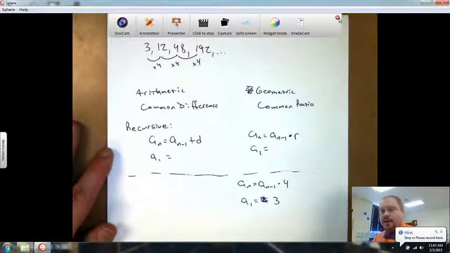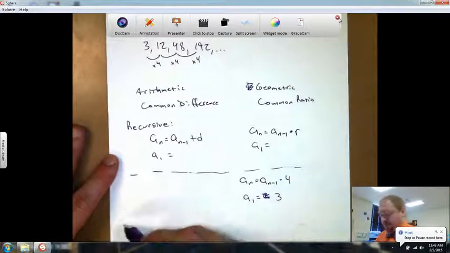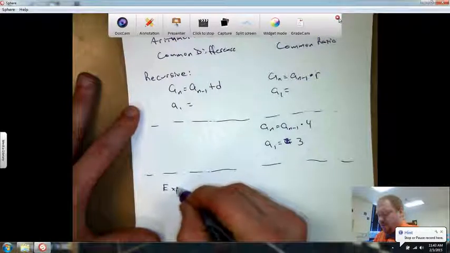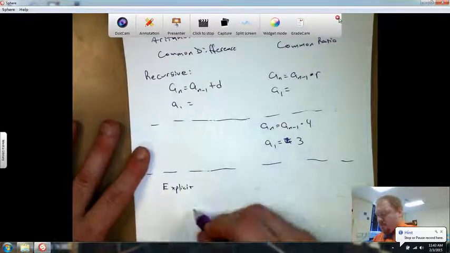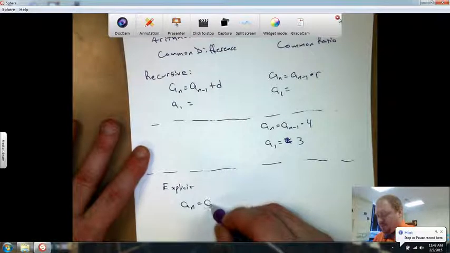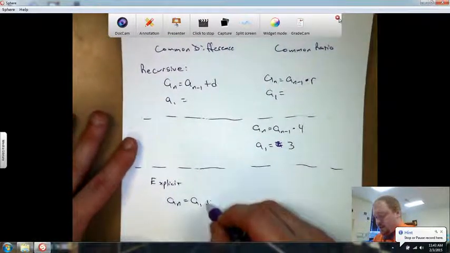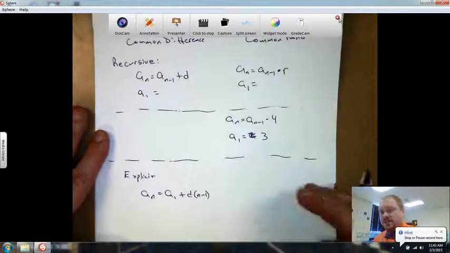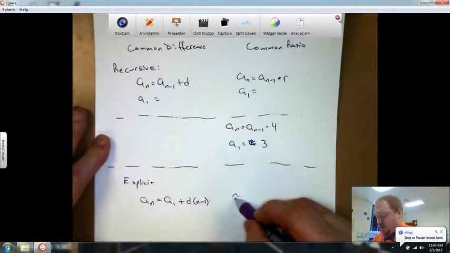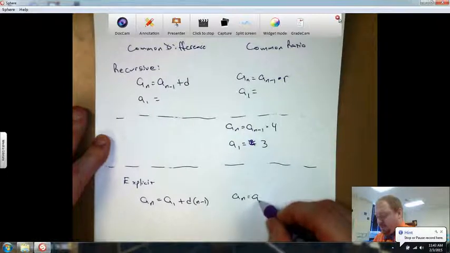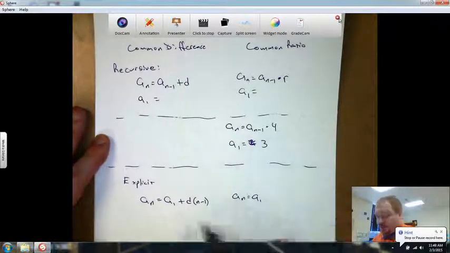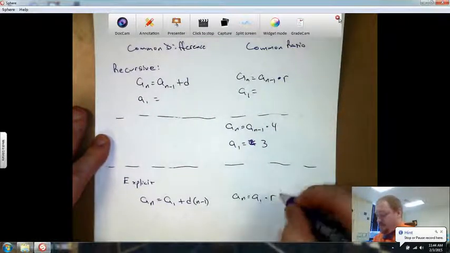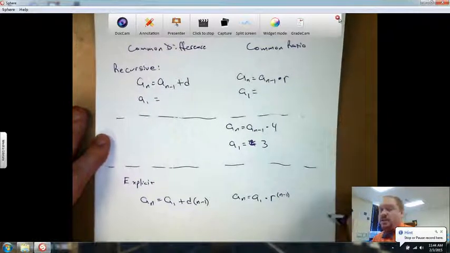Now, I can also write explicit rules. The explicit rule for arithmetic looks like this, where we took the first number in the list plus the difference times n minus 1. Now, it's going to be similar for geometric. That is a sub n equals a sub 1, but instead of plus, this is going to be times the common ratio to the n minus 1 power.